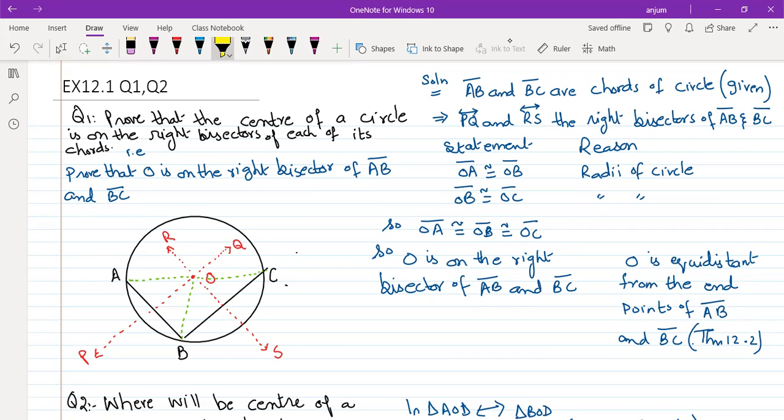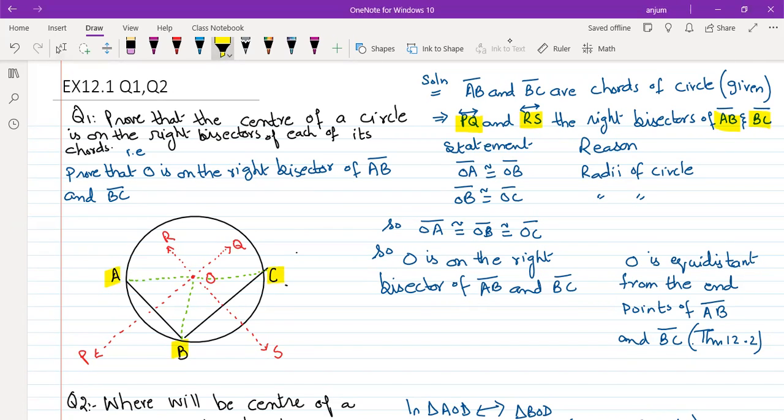We have taken 3 points A, B, C, and we have drawn chords AB and BC. We have to prove that O is on the right bisector of AB and BC. As AB and BC are the chords of the circle, it is given to us in the question. And it is also given that there are right bisectors on them. So PQ and RS, these we have drawn as the right bisectors of these 2 chords AB and BC.